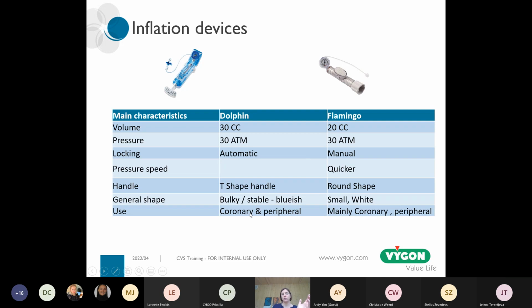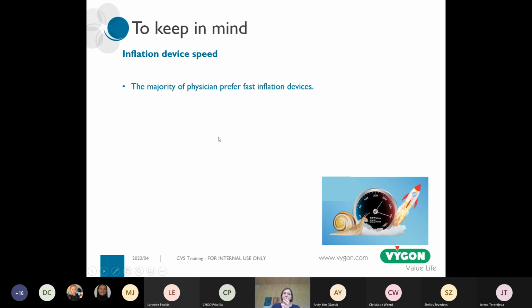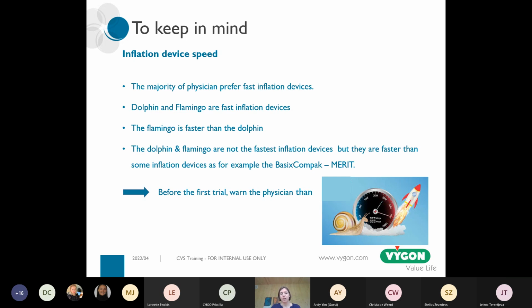And for the use, coronary and peripheral for both, but mainly coronary for Flamingo. Regarding the inflation device speed, we know that the majority of the physicians prefer fast inflation devices, and Dolphin and Flamingo are fast inflation devices. The Flamingo is faster than the Dolphin, but the Dolphin and Flamingo are not the fastest inflation devices on the market, but they are faster than some inflation devices. For example, the Basic Compact from Merit is very slow.